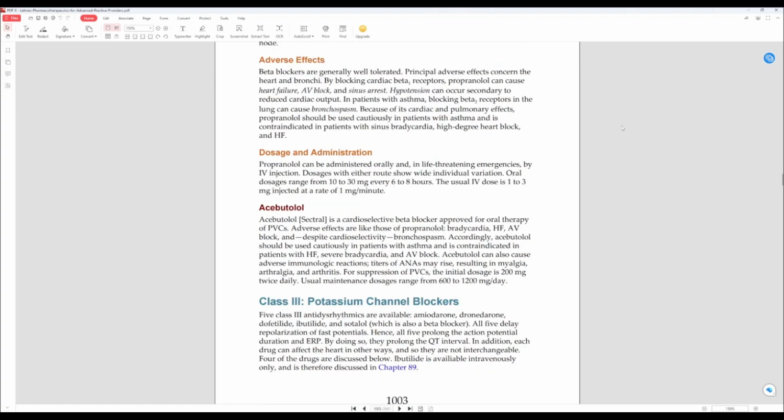Adverse effects. Beta blockers are generally well tolerated. Principal adverse effects concern the heart and bronchi. By blocking cardiac beta-1 receptors, propranolol can cause heart failure, AV block, and sinus arrest. Hypotension can occur secondary to the reduced cardiac output. In patients with asthma, blocking beta-2 receptors in the lung can cause bronchospasms. Because of its cardiac and pulmonary effects, propranolol should be used cautiously in patients with asthma and is contraindicated in patients with sinus bradycardia, high degree heart block, and heart failure.